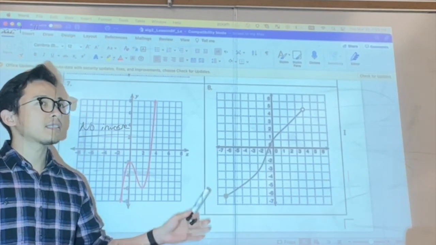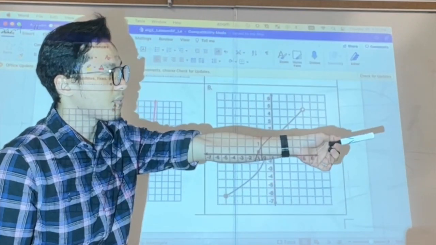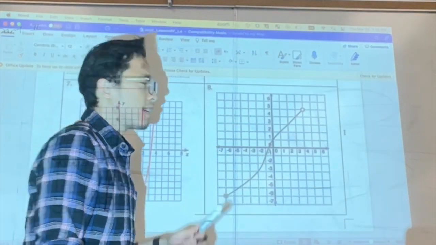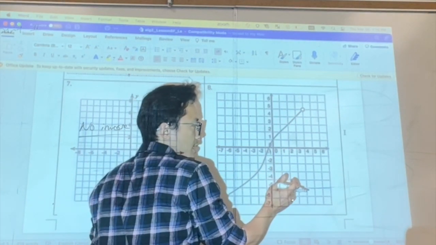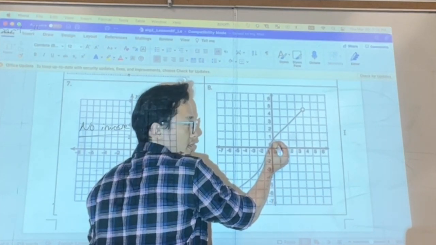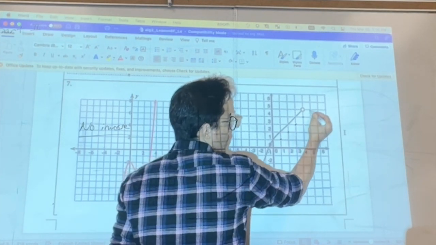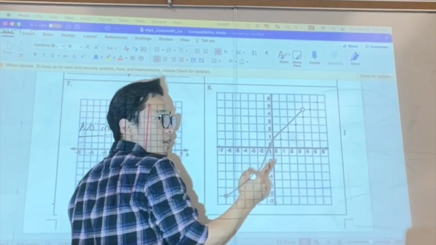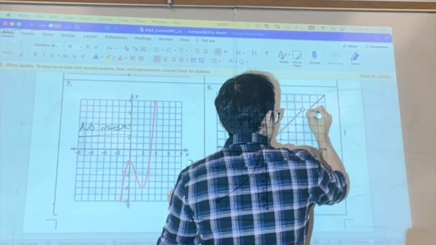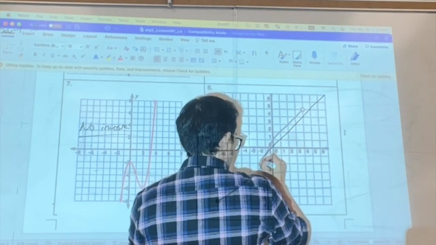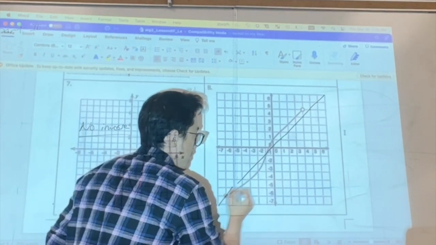Second one, does it pass the horizontal line test? Yes. If it passes, then you need to find the inverse, so you want to draw the inverse. Very easy. First step, draw the line y equals x. Y equals x is the diagonal line like this, because when x is 1, y is also 1. So 1, 1, 2, 2, 3, 3, 4, 4, 5, 5, 6, 6, because they are all equal. This is y equals x, the diagonal line.